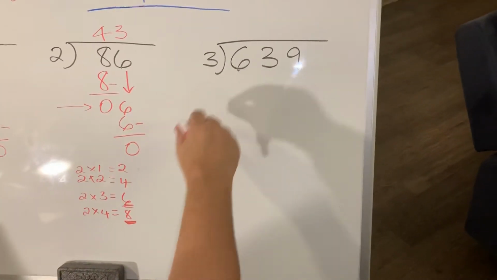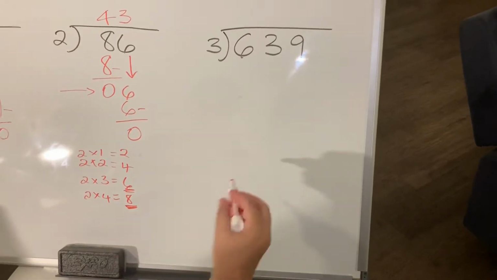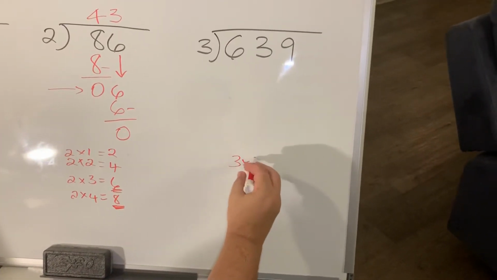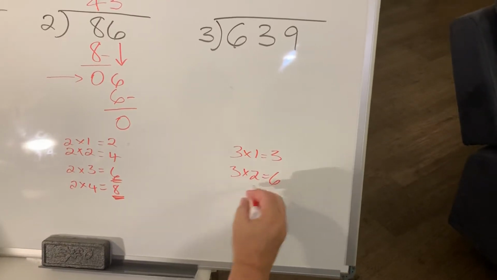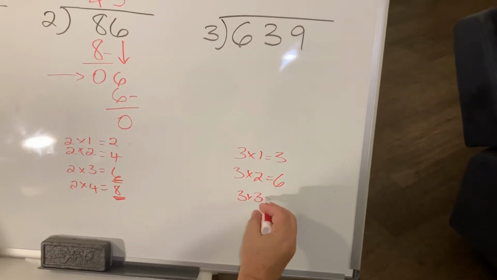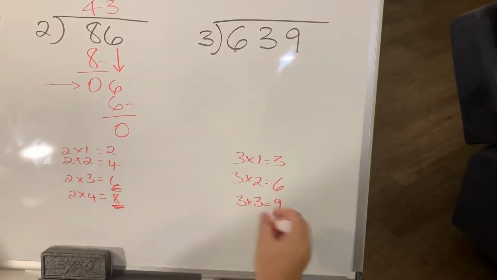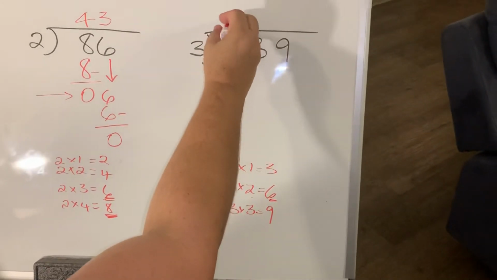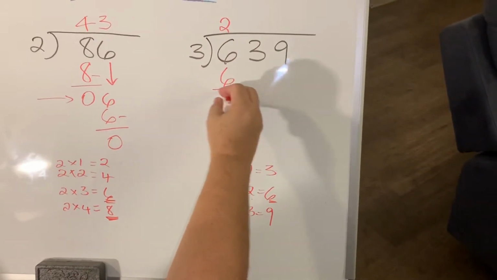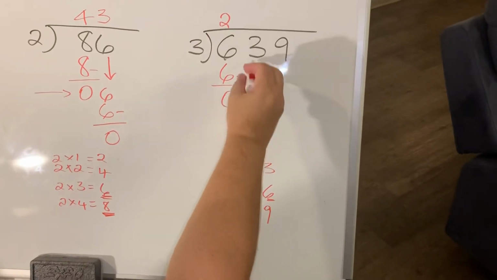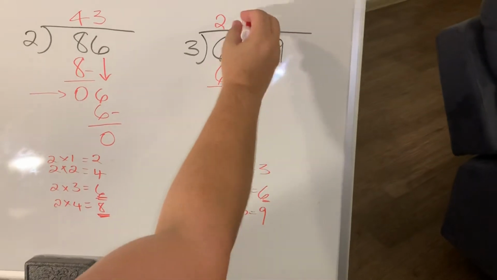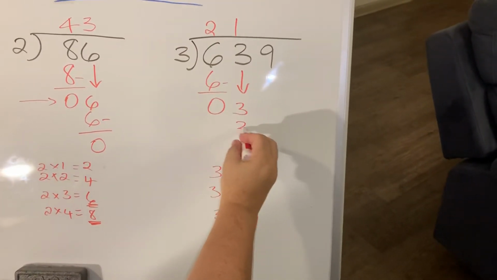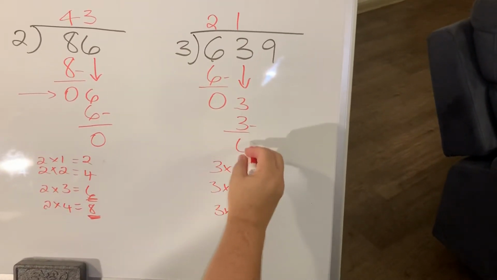Can we take 3 out of 6? As long as it's bigger, the answer is yes. 3 times 1 equals 3. 3 times 2 equals 6. 3 times 3 equals 9. 3 into 6, 2 times. 2 times 3 is 6. Subtract it out, we have 0. We bring down the 3. 3 into 3, 1 time. 1 3 is 3. We subtract it out, 0.